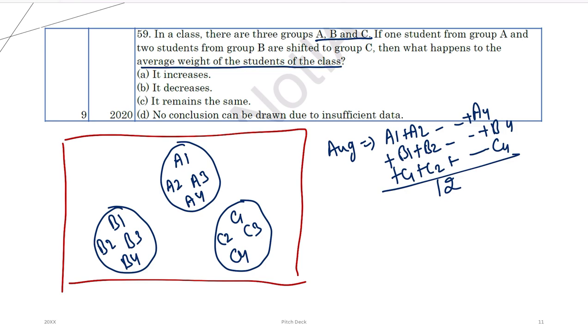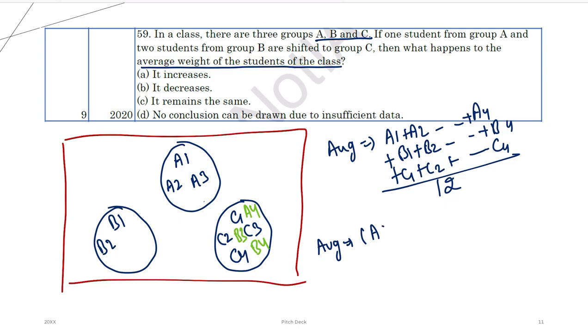Now the question says that one student from group A and two students from group B have shifted. So A4 comes here, B1, B3 come here, and B4 also comes in this group. This is how the group composition looks now. Now tell me the new average of the whole class, not any group, but the whole class. How are you going to calculate it again?